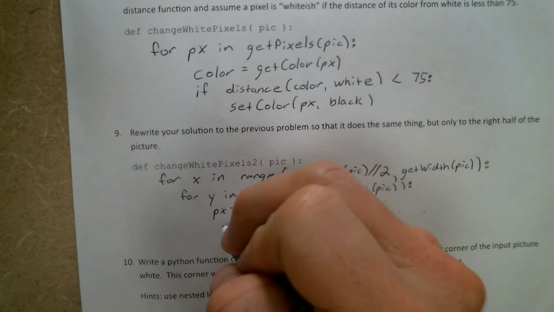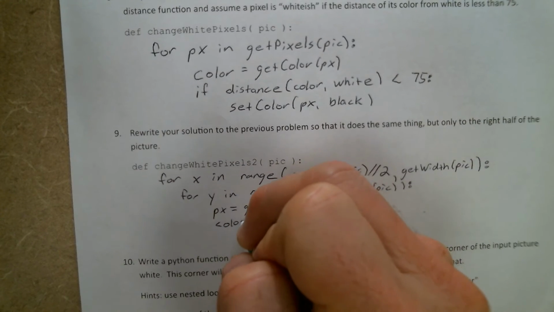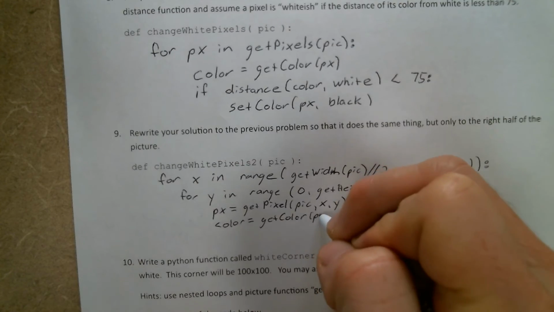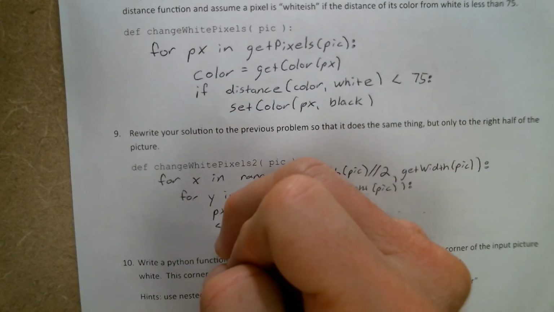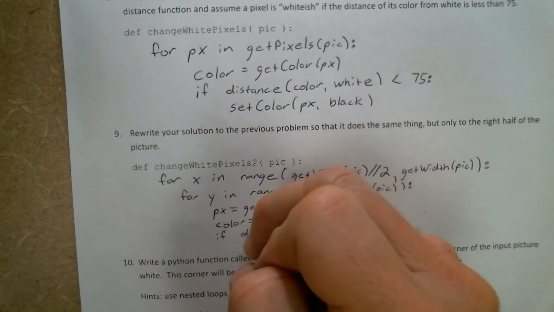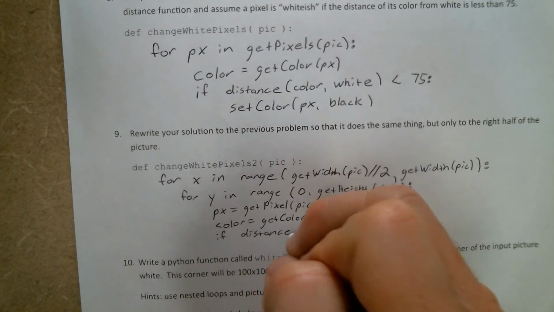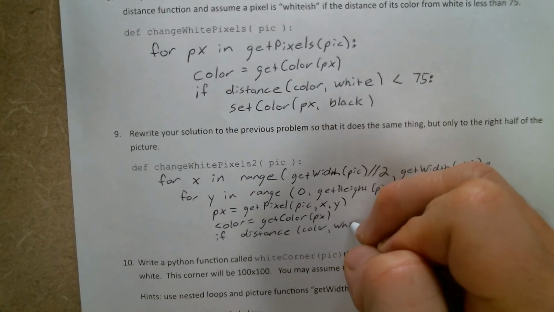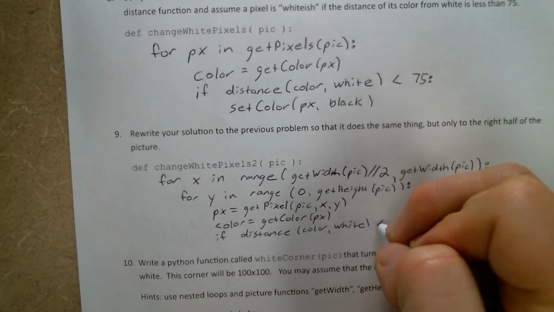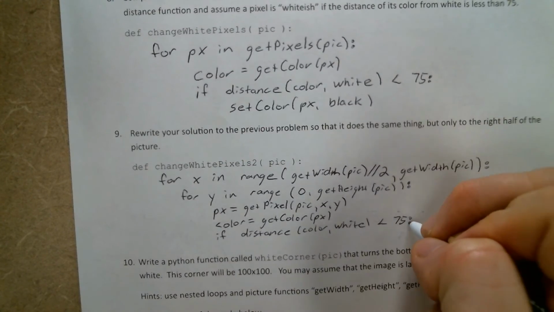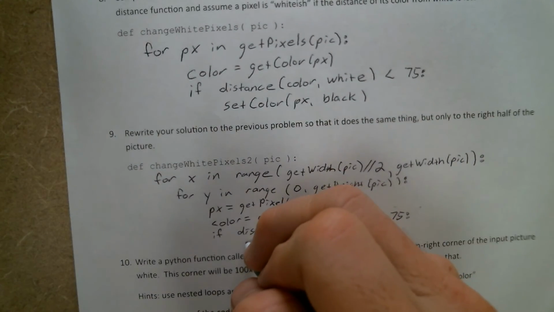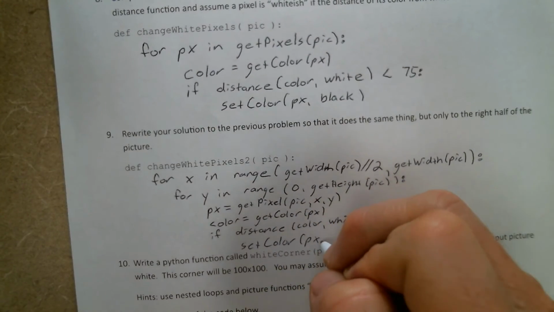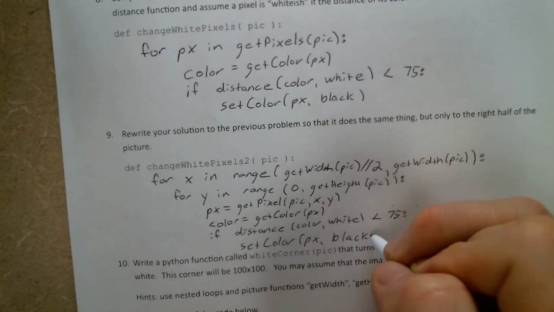All right, I can now say color equals get color of px. I can now say if distance of color comma white is less than 75, and then I can say set color of px to black.